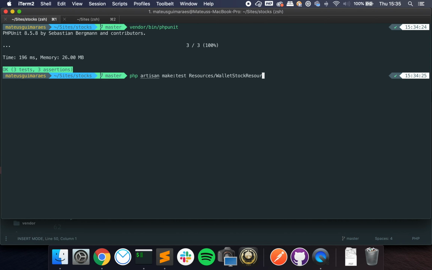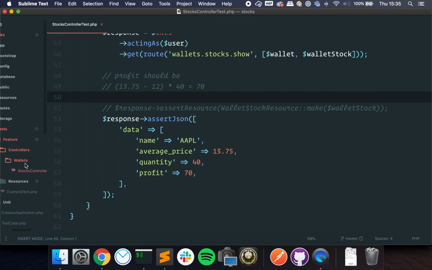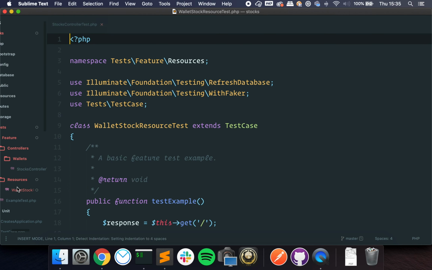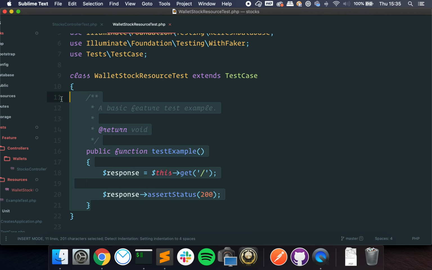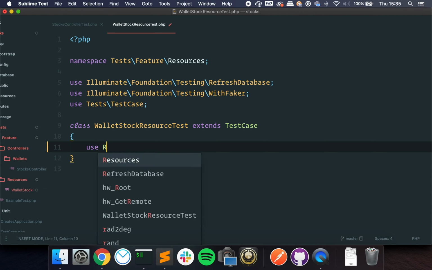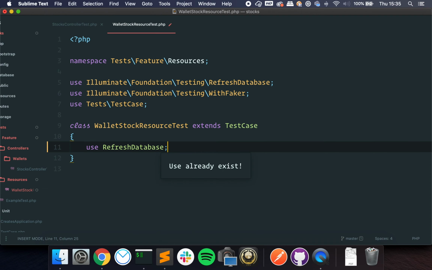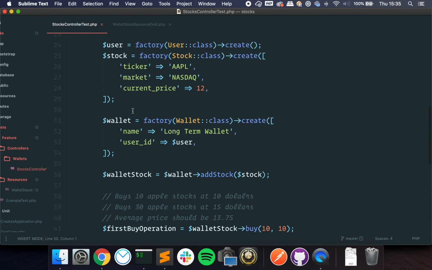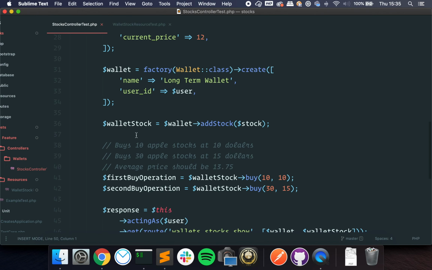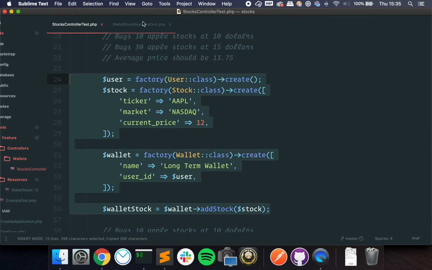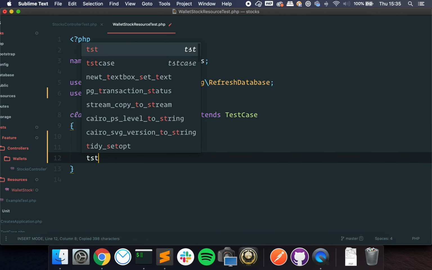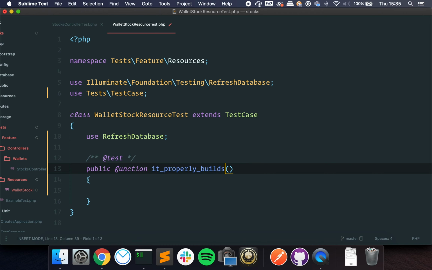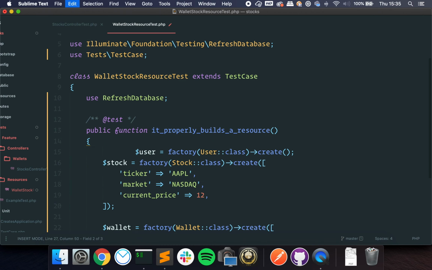Wallet stock resource test. This is the resource that we're testing. So we have it here. Let's get rid of this. Let's use refresh database. Okay, so the user, the stock, and the wallet stock. Let's copy this. And let's say it properly builds a resource.